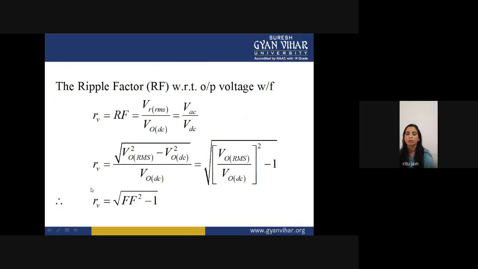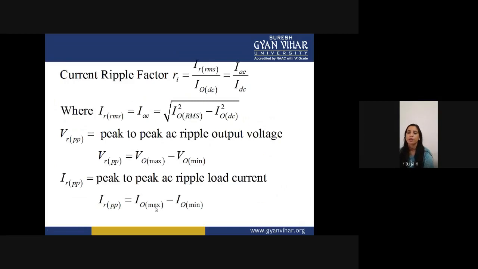If you take the ripple factor and form factor, you know that this formula is your form factor. So by replacing this expression with form factor, you can write the formula of ripple factor R V is equal to root of FF square minus 1. The current ripple factor R I is equal to I RMS upon I naught DC, which is equal to I AC upon I DC, where I RMS is equal to I AC is equal to root of I naught square RMS minus I naught square DC.